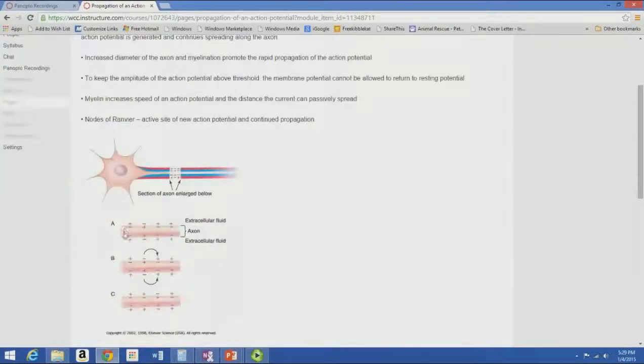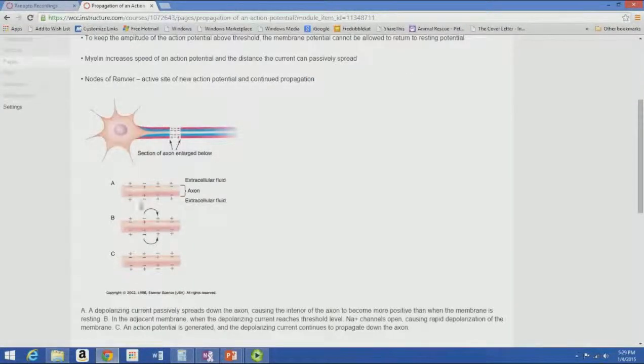So the way it shows it here in this slide, it's like an enlarged section of the axon. The part where it's positive on the inside of the axon in letter A, that's where the sodium ions are rushing in. It can start to affect the area just right around it. It causes the interior of the axon to become a little more positive than when the membrane is resting, or a little less negative, which is how we've been saying it.